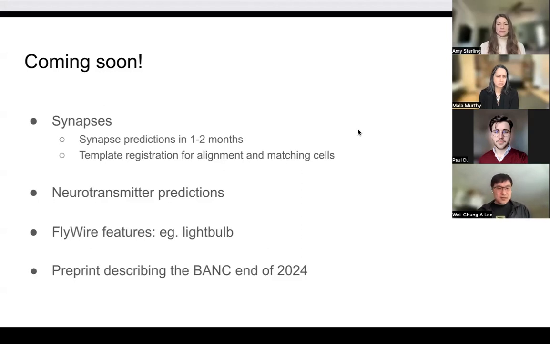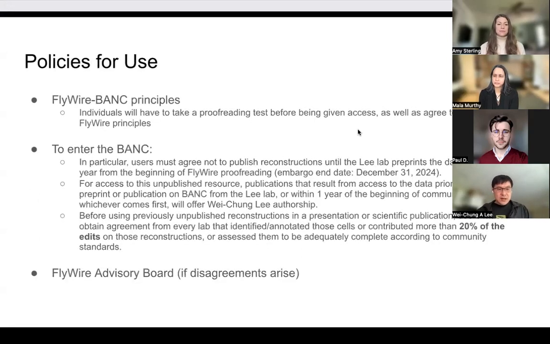Can you advance another slide, please? And so I just wanted to go over the policies for use in terms of the bank data set, because it's a little bit different than the FlyWire original principles. This is in part because this is an unpublished data set. It has not been put together in manuscript form, although we're obviously in the process of doing that, which is unlike the FlyWire FAFB dataset that came from a published EM connectomic dataset.